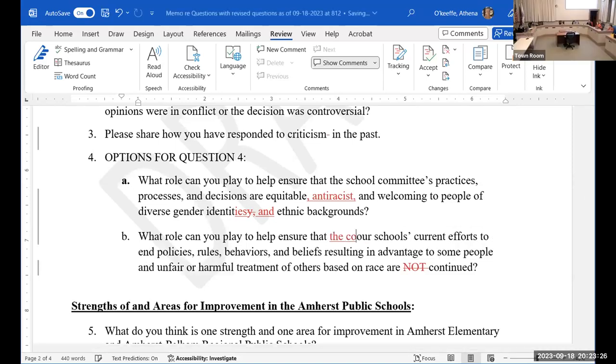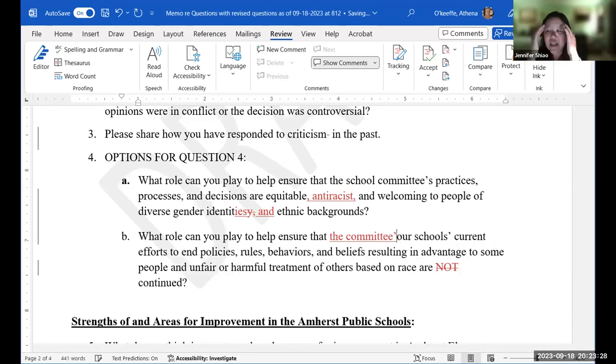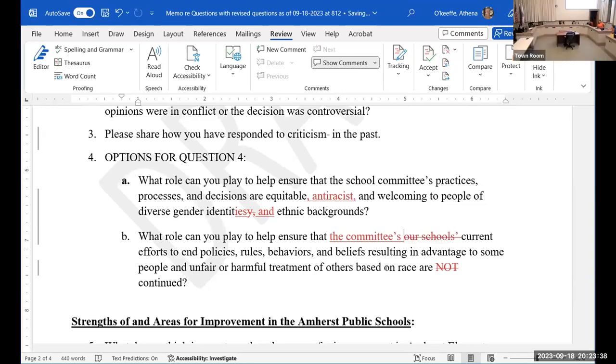Okay. But I'm not sure that does the committee have current efforts to change behaviors and beliefs? I'm struggling with that one. Yeah, I would agree with you. Yeah, resulting in advantage to some people and unfair or harmful treatment of others based on race are continued. If we're just trying to simplify it, I know it's saying some people benefit and some people are harmed, but really, beliefs resulting in harm is really what we're talking about.